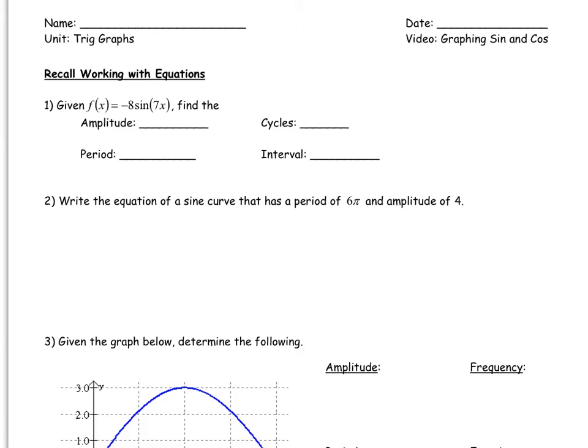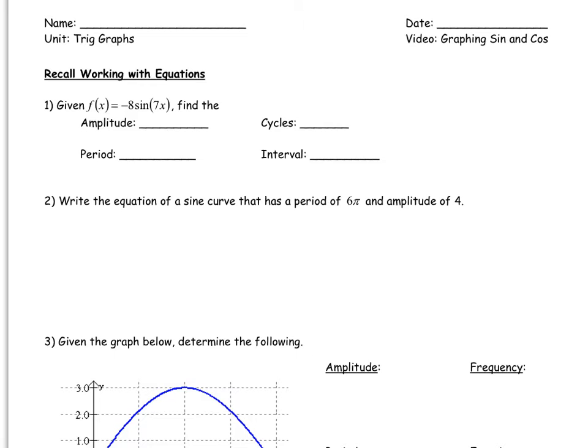Hi everyone, in today's lesson we're going to talk about how to graph sine and cosine curves. But before we can do that, I'd like to recall working with equations and graphs from yesterday. So given this equation, -8 sine 7x, find the amplitude, period, cycles, and the interval.